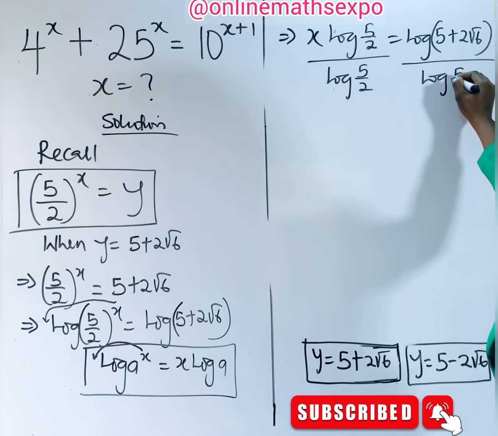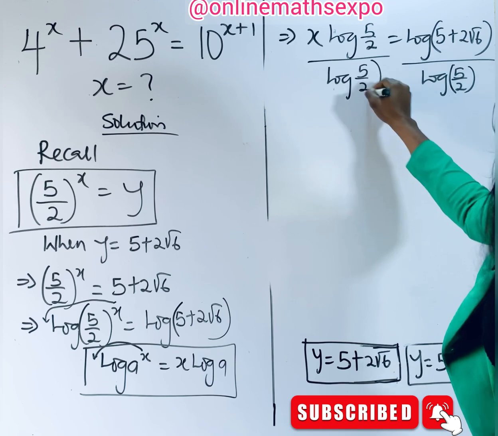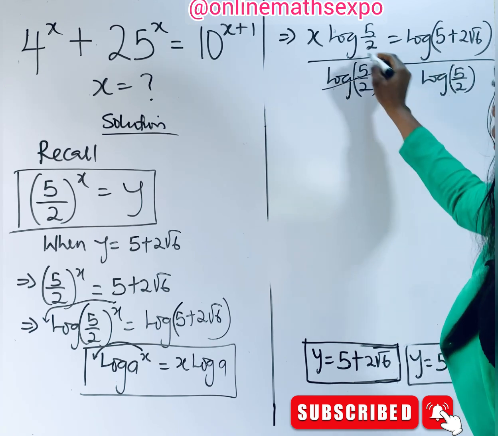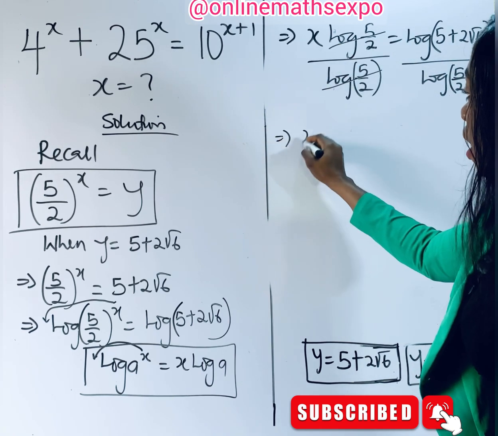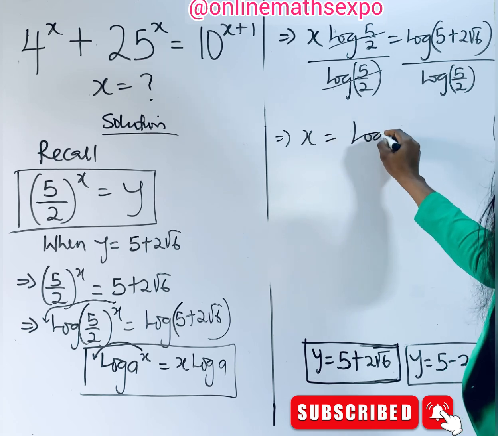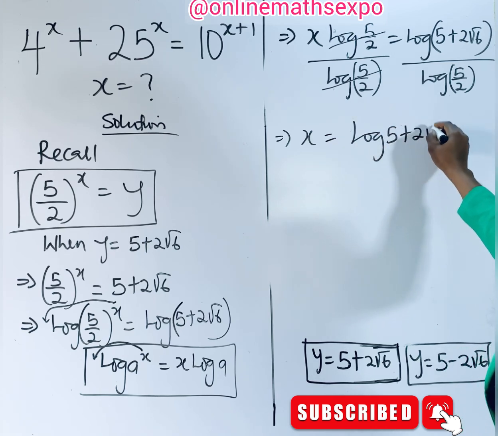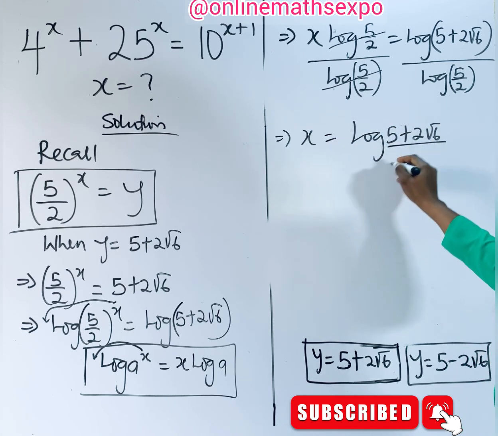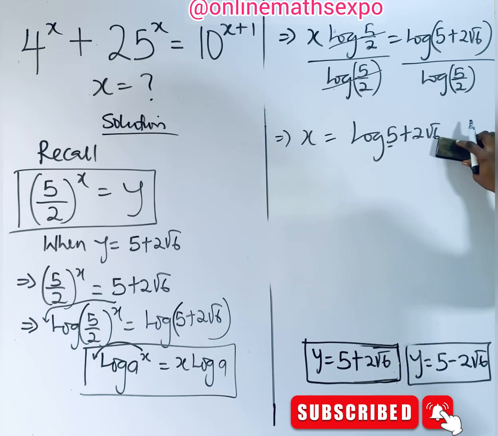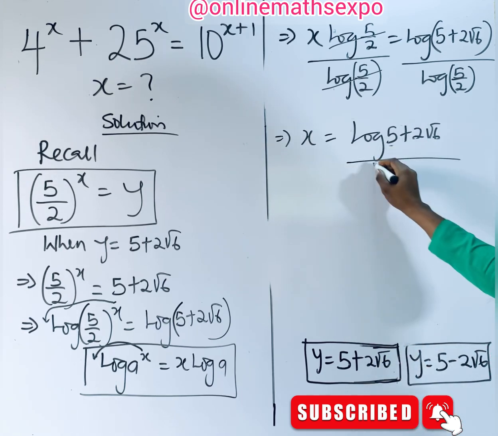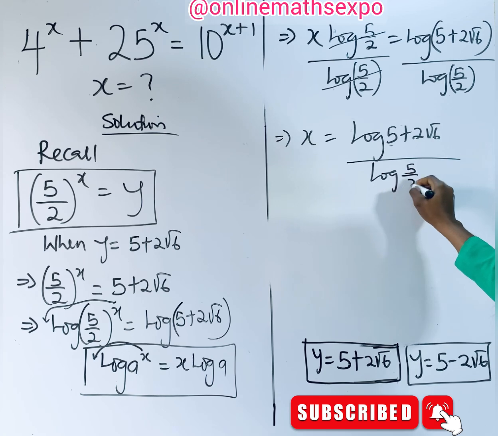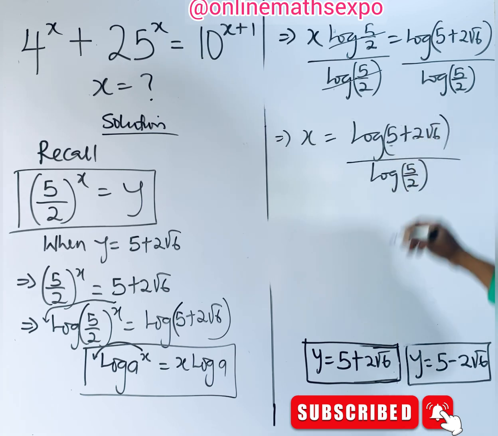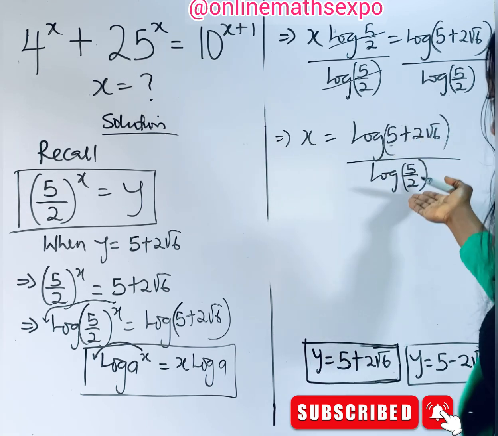Now to get your x, you divide both sides by log of 5 over 2. Okay, now what do you do again? This cancels this, so you are left with x is equal to log of 5 plus 2 root 6, with everything divided by log of 5 divided by 2. Did you see that? Now what do you do again? You can't conclude at this point.